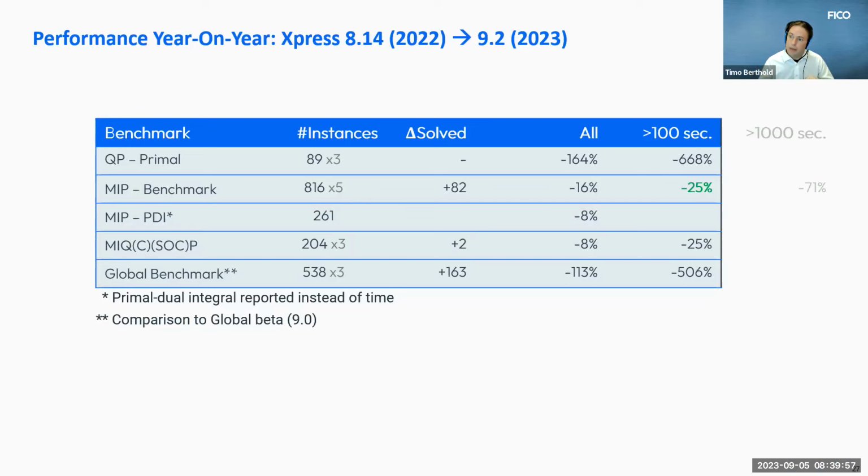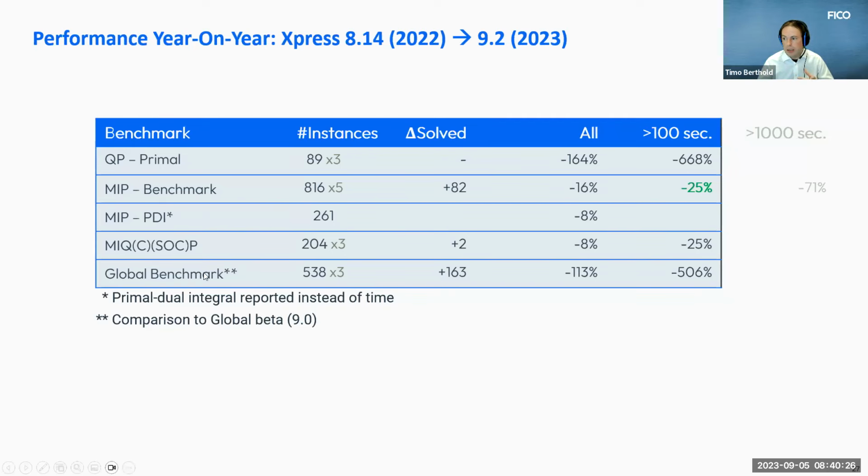And we see that with the improvements on quadratic programming problems, we got a significant speed up on our most important problem type of mixed integer programming problems. We got a 16% speed up overall, and a 25% speed up on models that take more than 100 seconds to solve. This is a pretty solid number, 25% improvement year on year.